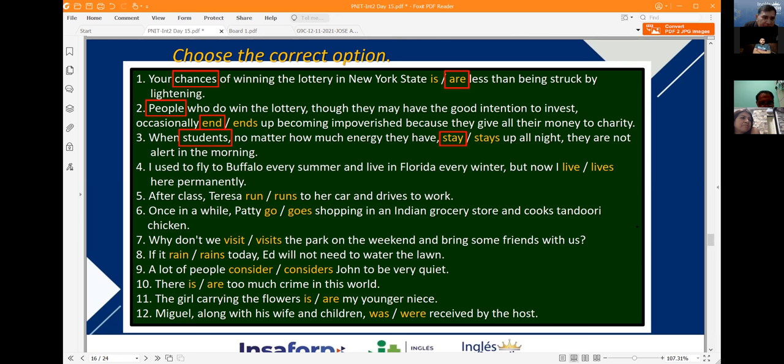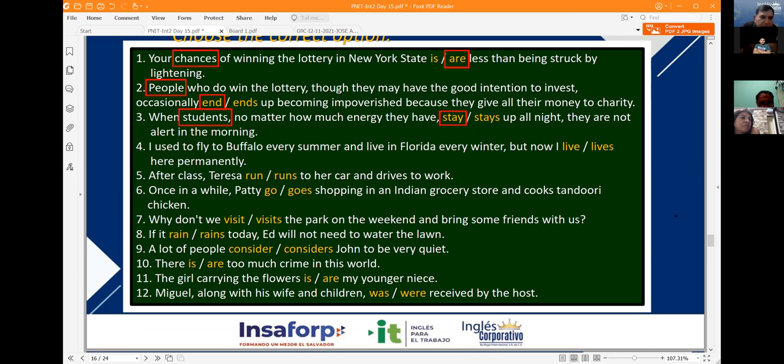Not alert. Four, I used to fly to Buffalo every summer and live in Florida every winter. But now I live here permanently. So live, because it's I live. After class, Teresa runs to her car and drives to work. Runs. Besides, there is a parallelism. And drives. Okay.